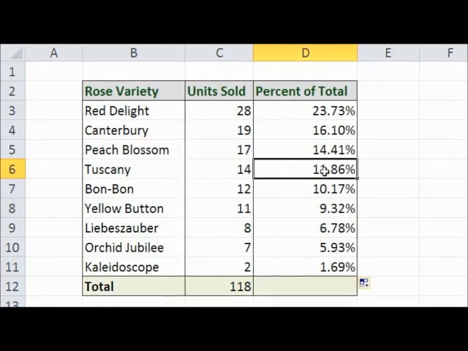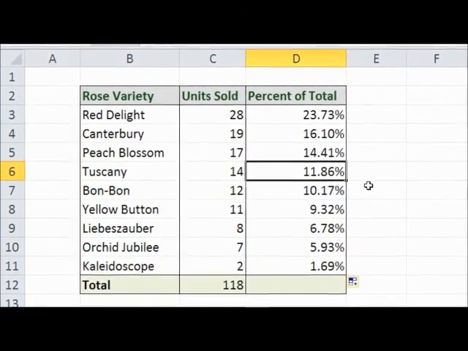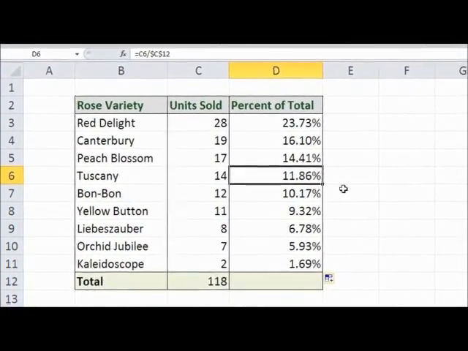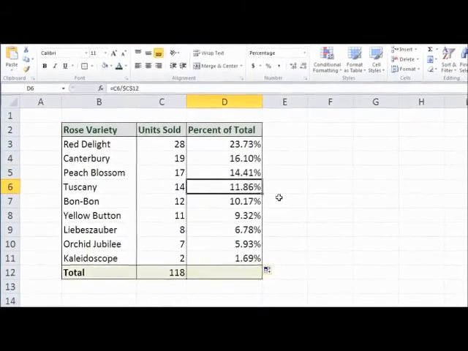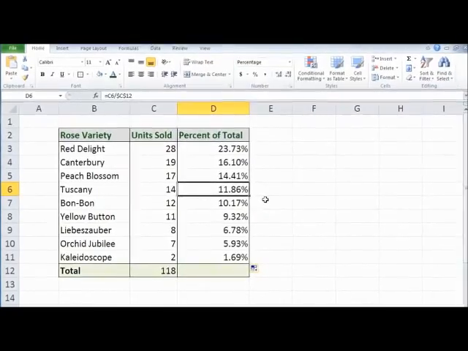The type of cell references that you use in your formulas are very important. So whenever you're creating a formula, just ask yourself whether you want to use relative references, absolute references, or both.